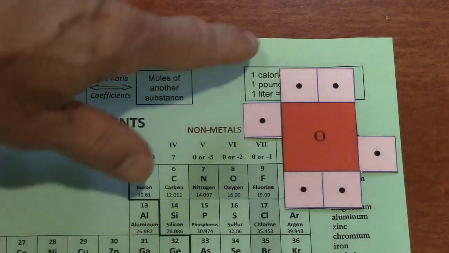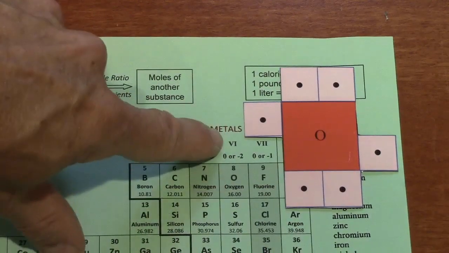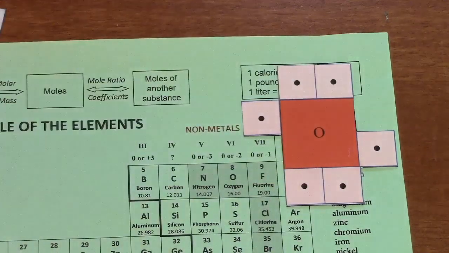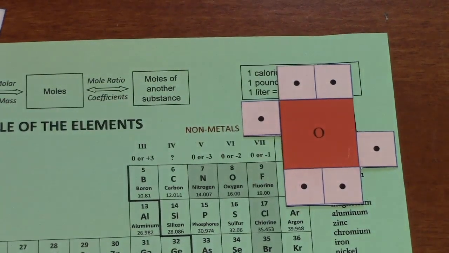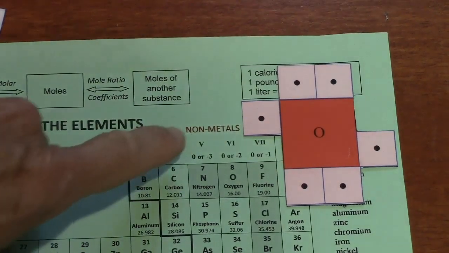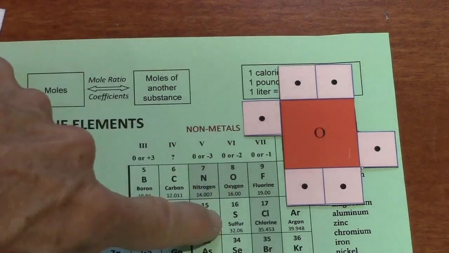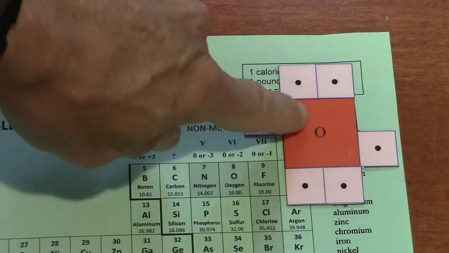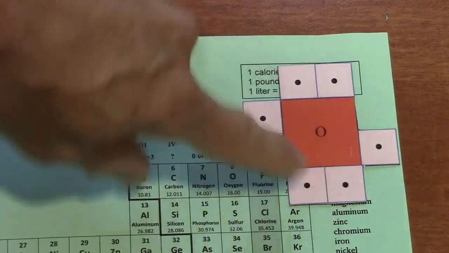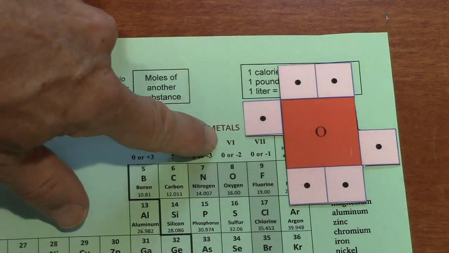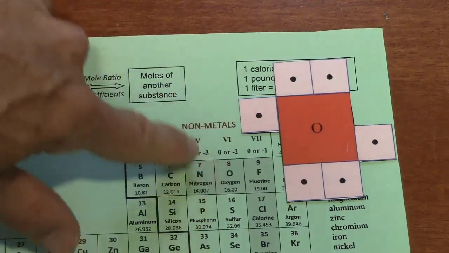Here's an oxygen model. You can see oxygen, Roman numeral 6, 6 valence electrons, therefore 6 dots around the central square. Although you don't have a model for sulfur, it's the same column, so if you imagine this being S with a yellow color, it would also have 6 dots because it's in the same column as oxygen.